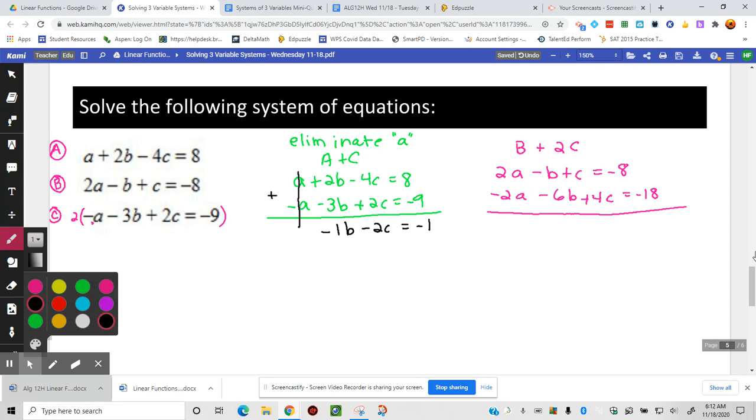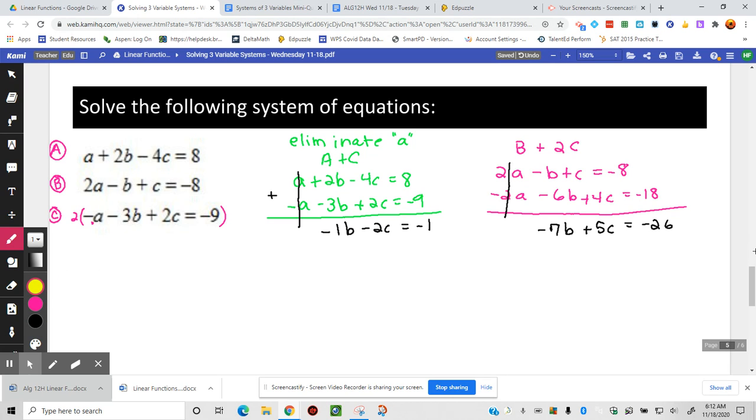Now, what happens when you add those together? Look at this. I eliminate a, and I get negative 7b plus 5c equals negative 26. Okay, great. So now you come back to the system, and you have the two answers here, these two systems. And now this is just like a regular old system that you've been solving all the time. Okay, so you've just made it into a smaller one.